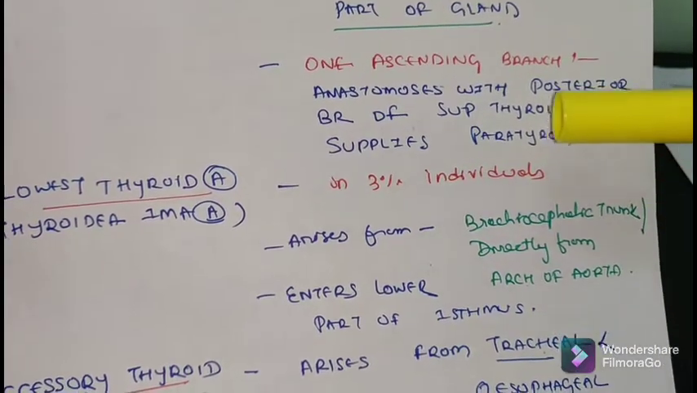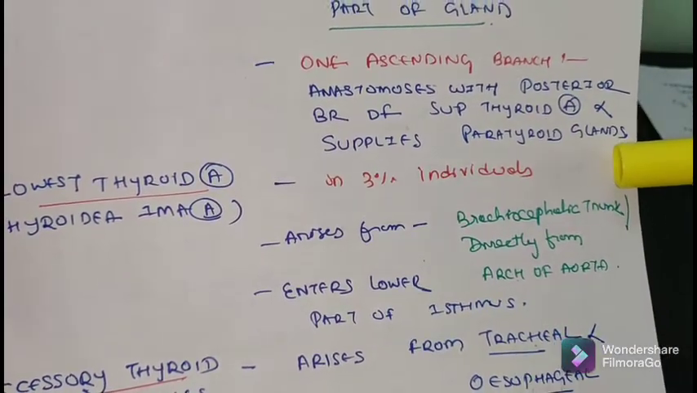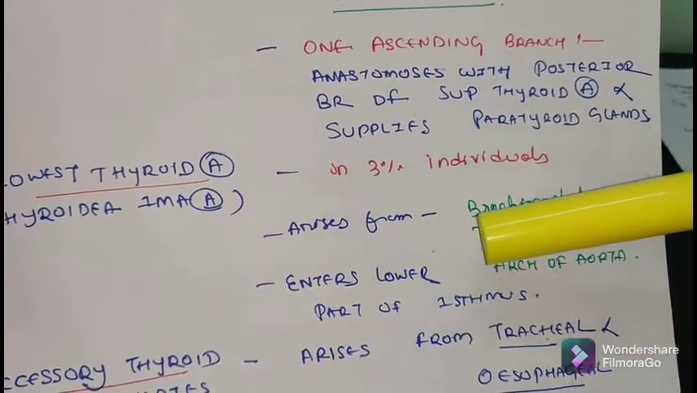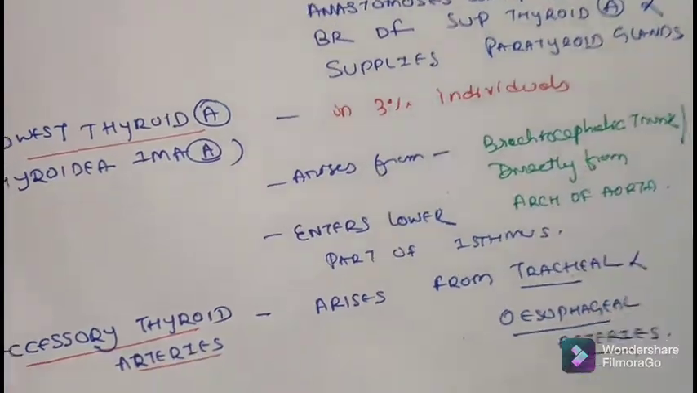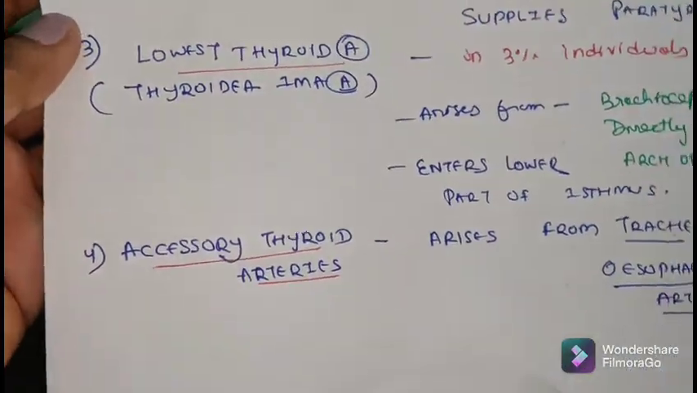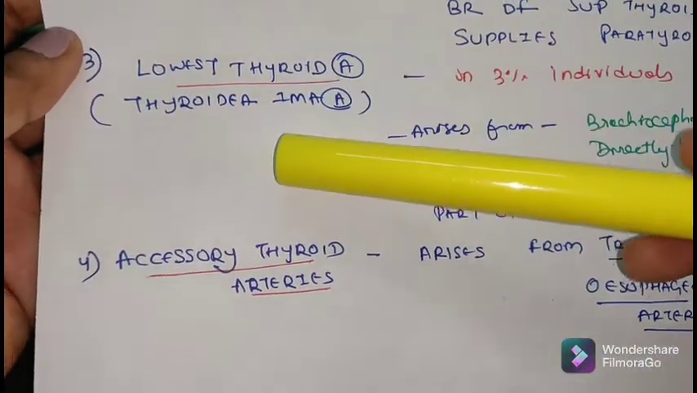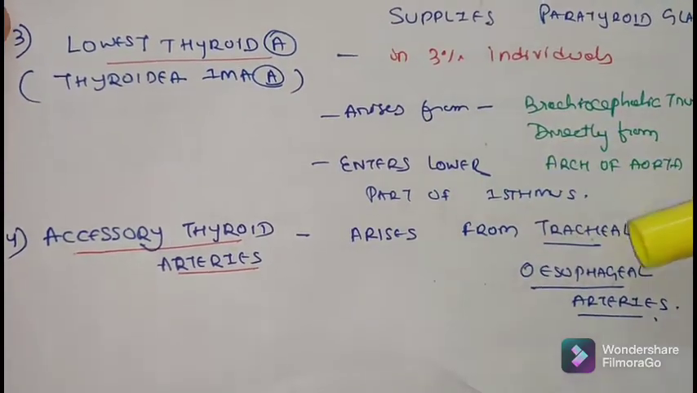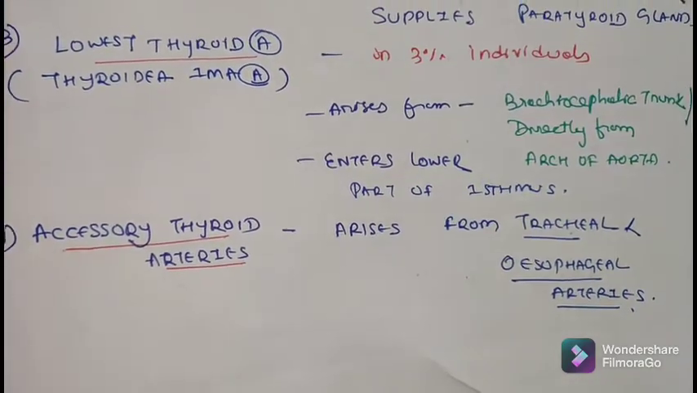It arises from the brachiocephalic trunk or directly from the arch of the aorta. It enters the lower part of the isthmus. There is another artery which supplies the thyroid gland. This is the accessory thyroid artery, which arises from tracheal and esophageal arteries.